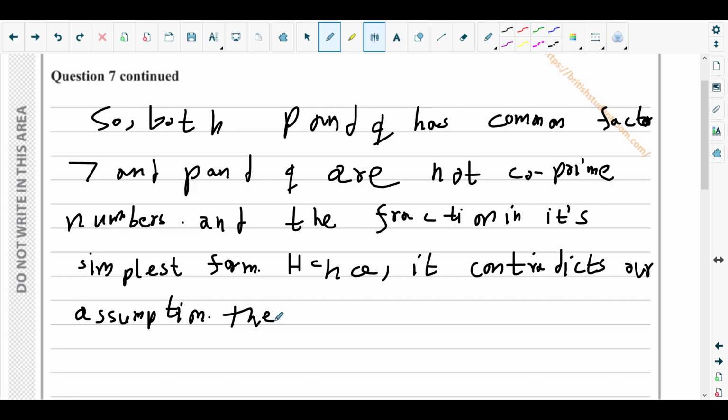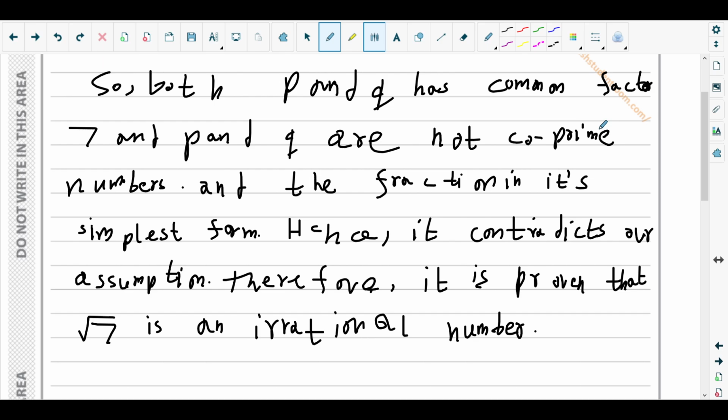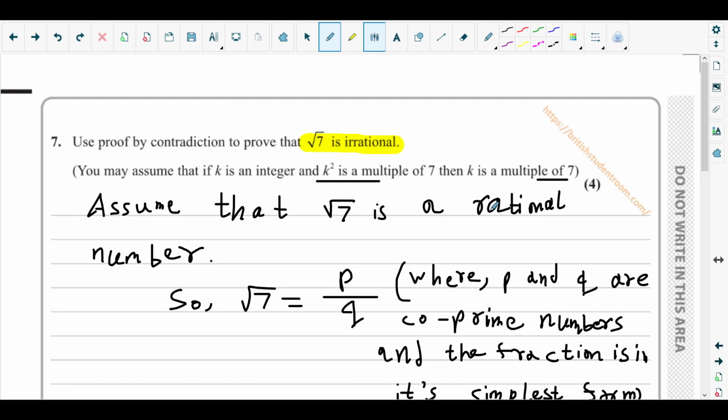Therefore, since it is contradicting our assumption, our assumption was false. That means the opposite thing would be true. Therefore, it is proven that square root of 7 is an irrational number. Our assumption was rational number, but it has contradictions. Therefore, square root of 7 is an irrational number. And that's the proof by contradiction. That is question number 7 from June 2023 P4 paper.